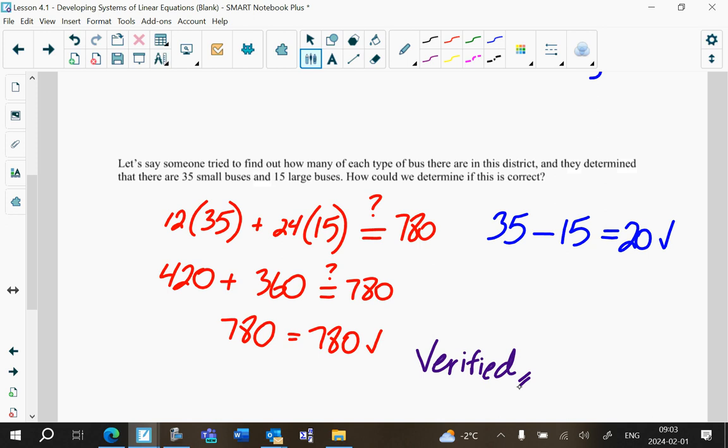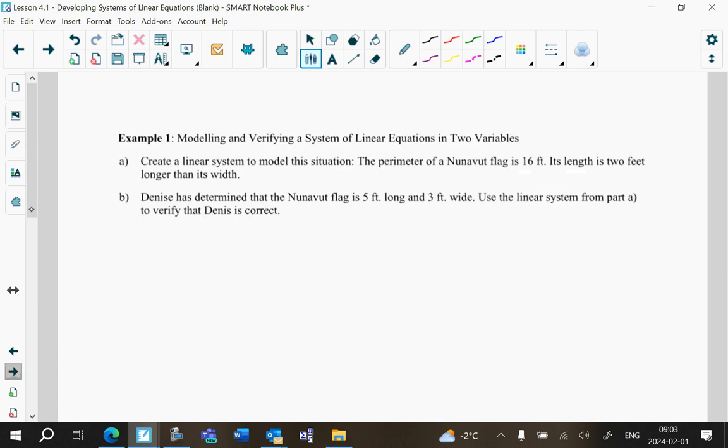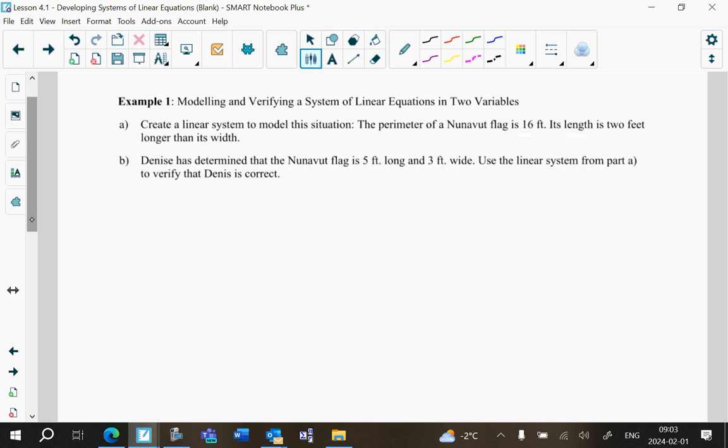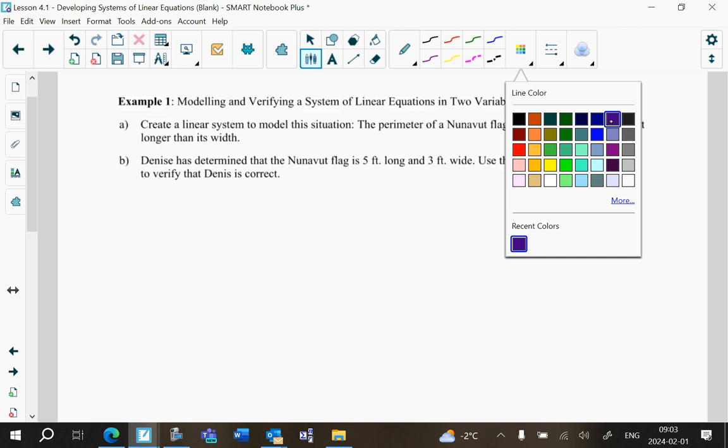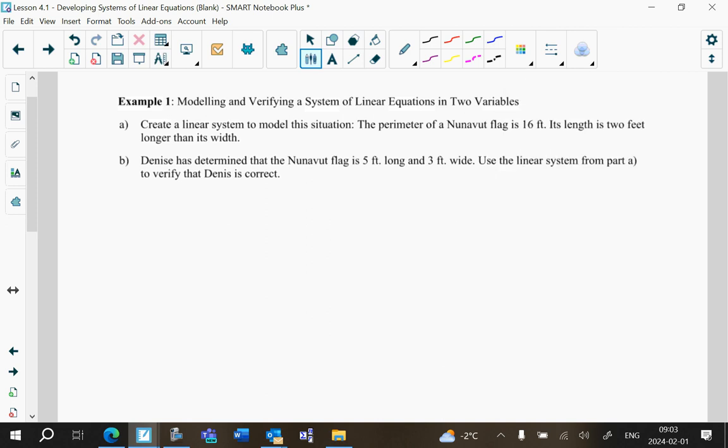Okay. Let's look at another one. The perimeter of a flag is 16 feet. Its length is 2 feet longer than its width. Out of that, I have to create 2 systems. There will always be 2 unknowns here. What are the unknowns here?